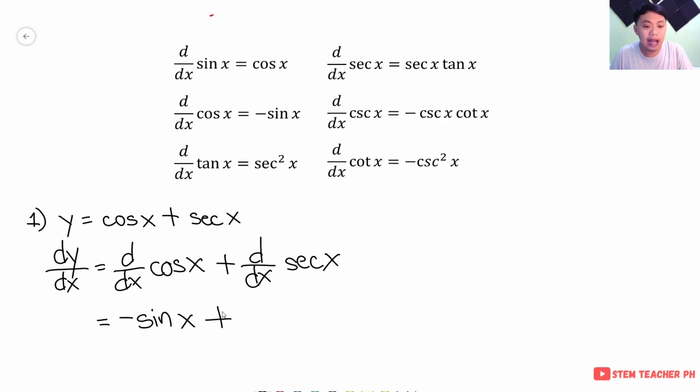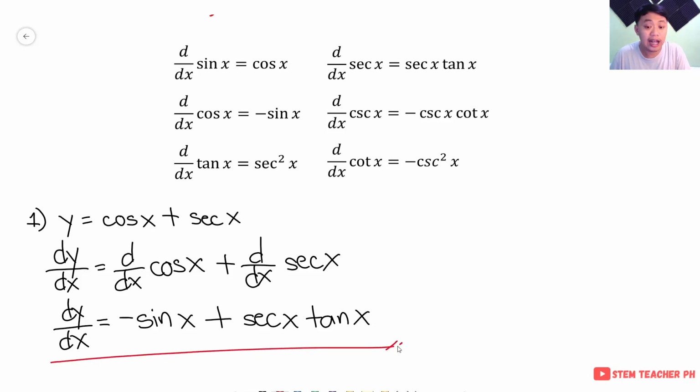Tapos, yung nasa kabila, derivative with respect to x ng secant, we have here secant x tangent x. So, itong buong to, getting the derivative is secant of x and then tangent of x. This is the derivative of cosine of x plus secant of x. This is our final answer. Medyo madali pa lang naman siyang sundan kasi we are just using the formula directly.